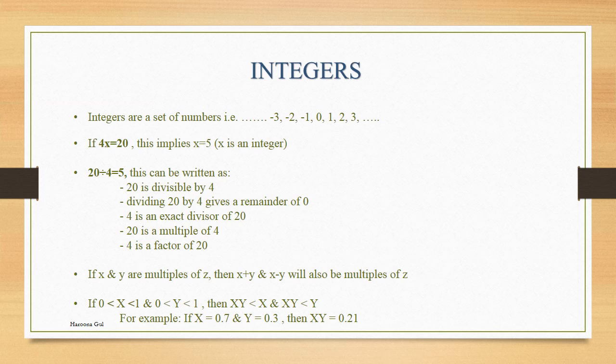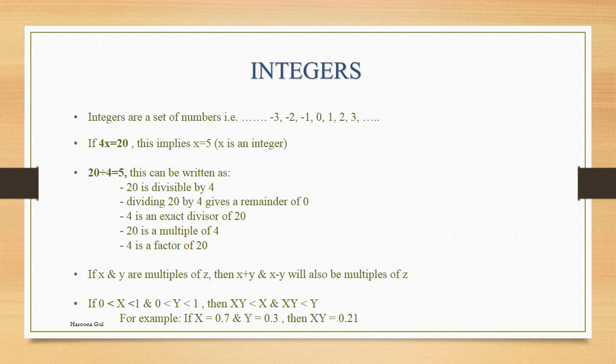4x equals 20 means x is an integer, that is 5. Now the same expression, 20 divided by 4 equals 5, can be written in a number of ways. For example, it can be written as 20 is divisible by 4. Dividing 20 by 4 gives us a remainder of 0. 4 is an exact divisor of 20. 20 is a multiple of 4, and 4 is a factor of 20. Remember, GRE tests your conceptual and problem-solving skills, and therefore it is going to throw you questions in a twisted manner.